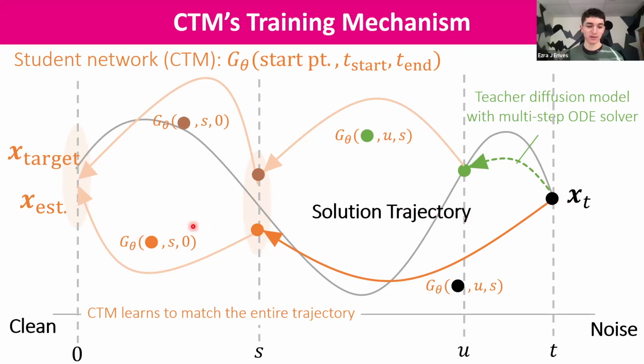I see. But for flow matching, I think distillation is much easier, because essentially the path is a straight line. So you somehow don't need this kind of complicated way to distill. This is my intuition.